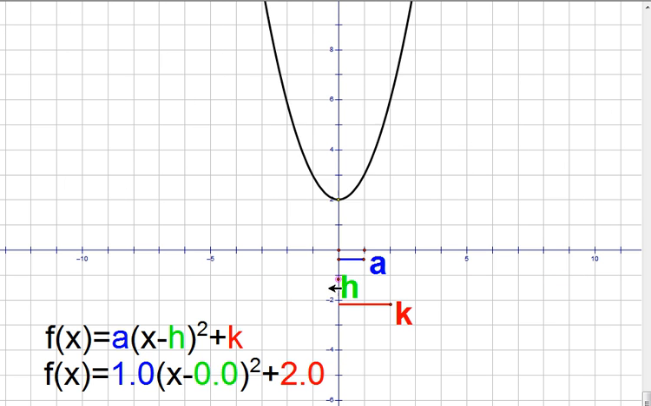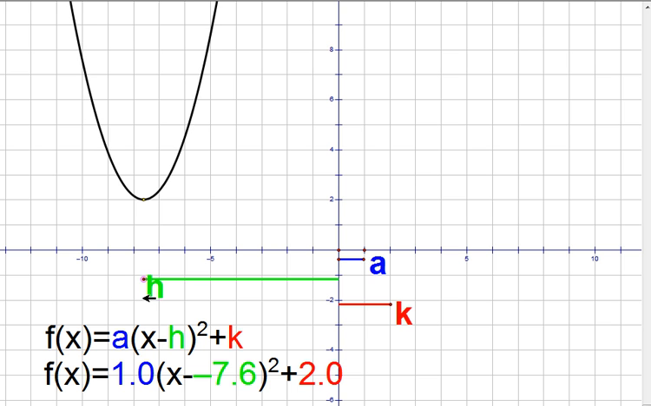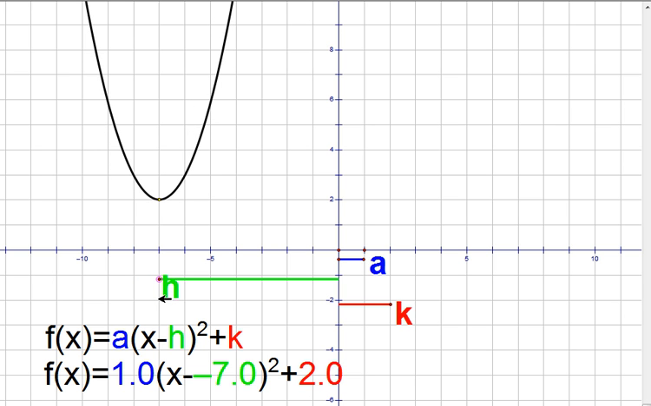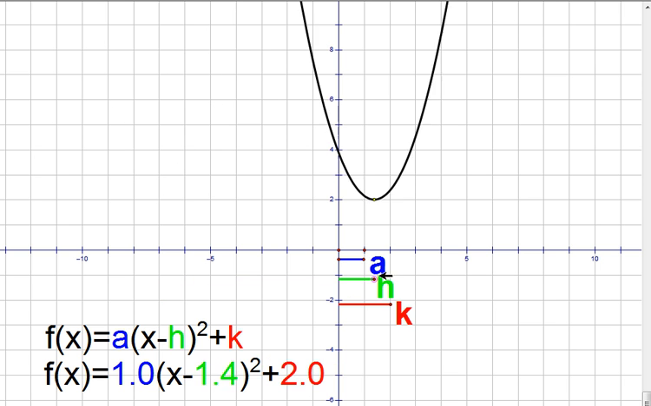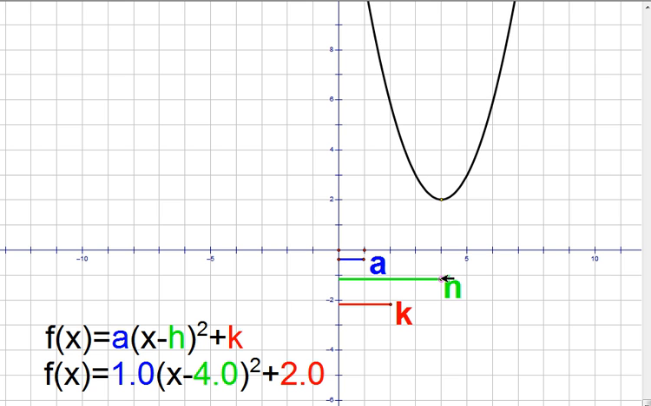See that? When h is a negative, let's make it negative 7, my parabola's vertex is at negative 7 on the x-axis. When h is a positive 4, the vertex of my parabola is at 4. So h is going to move my parabola left to right. And it's also going to, well, determine the x-coordinate of my vertex.